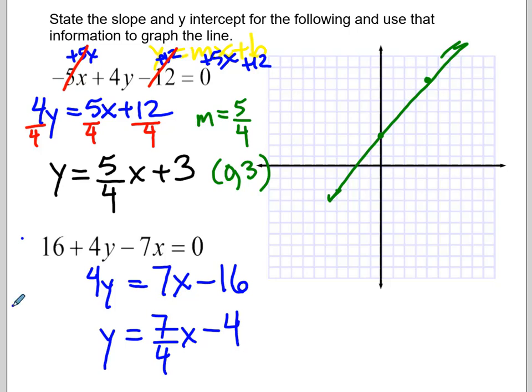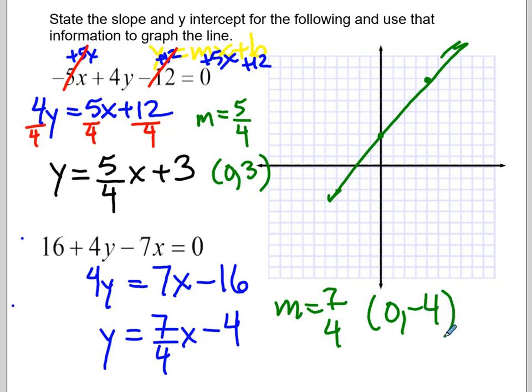Okay, so I've left out the steps there. I'm going to let you try that. All I've done is adding, subtracting terms, dividing terms. You can figure that out. So now, the slope for this particular question is 7 over 4. The y-intercept is (0, -4).